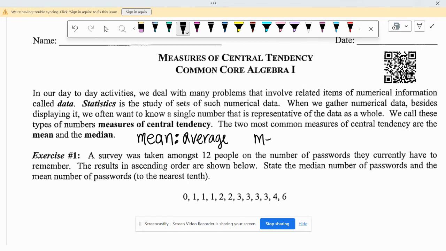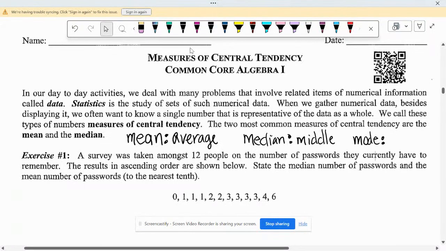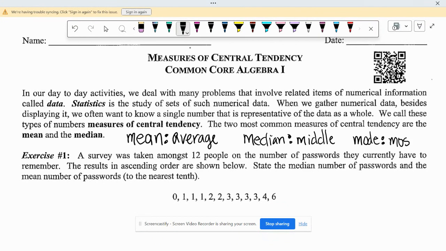What is the median? It's exactly that. It's the middle number. Do you guys remember what the mode is? Yeah, it's the one that appears the most. Yeah, very good. The mode is the one that appears the most.